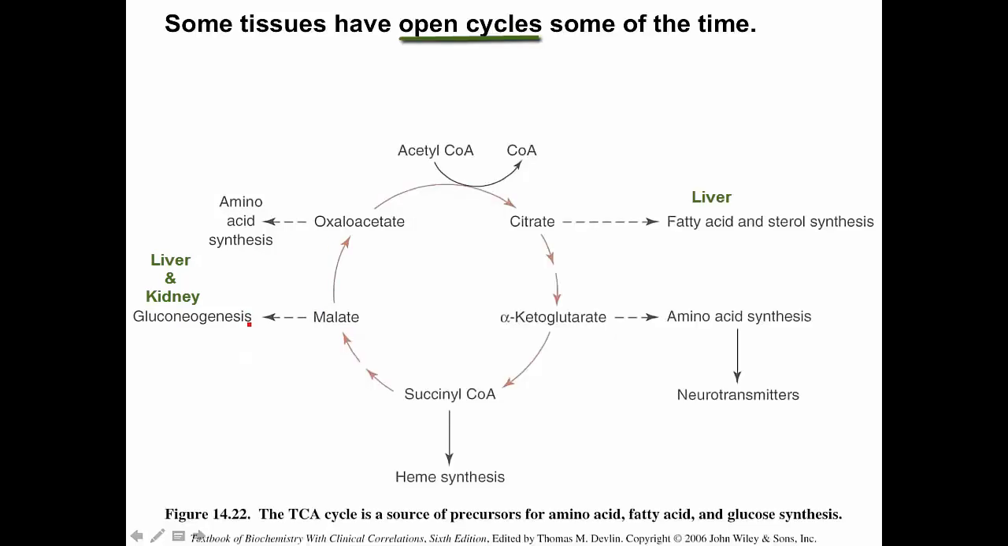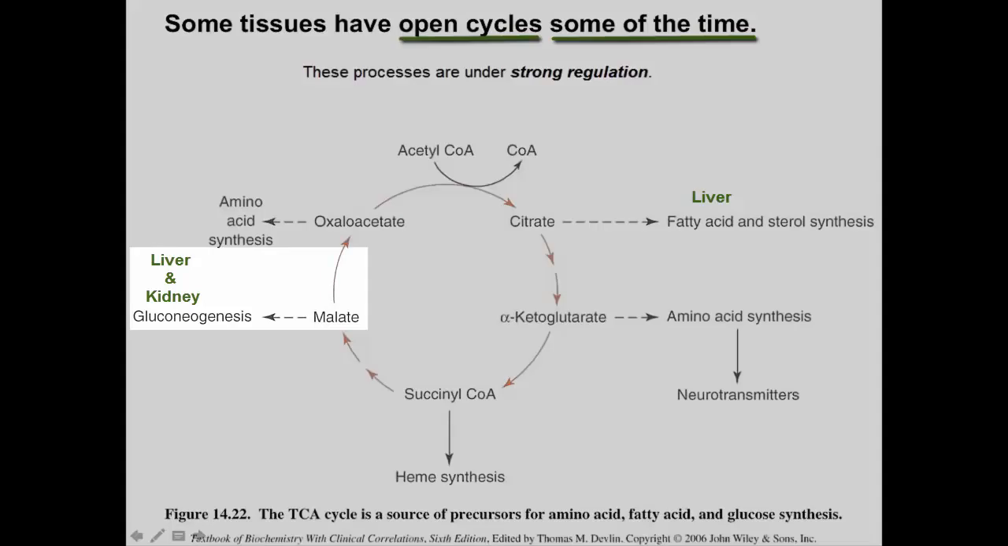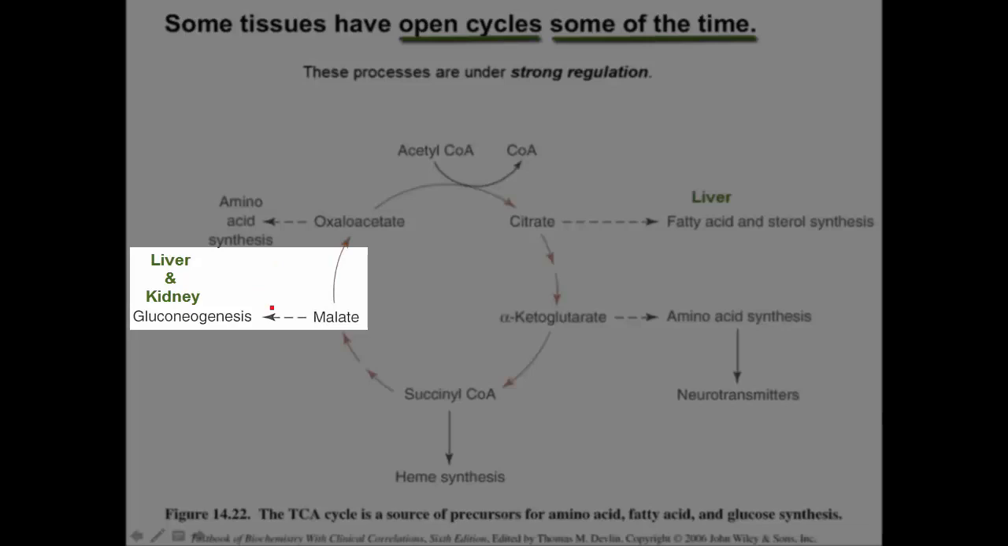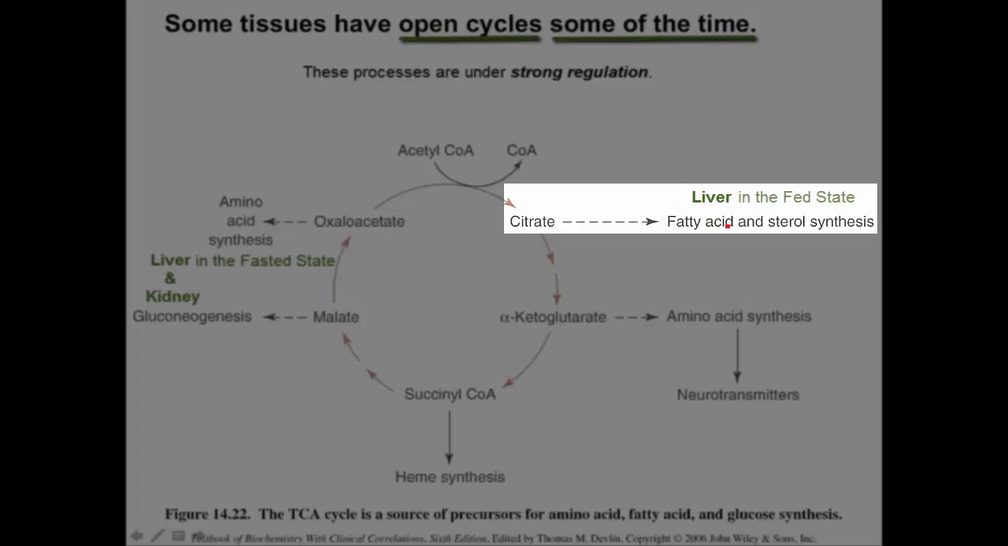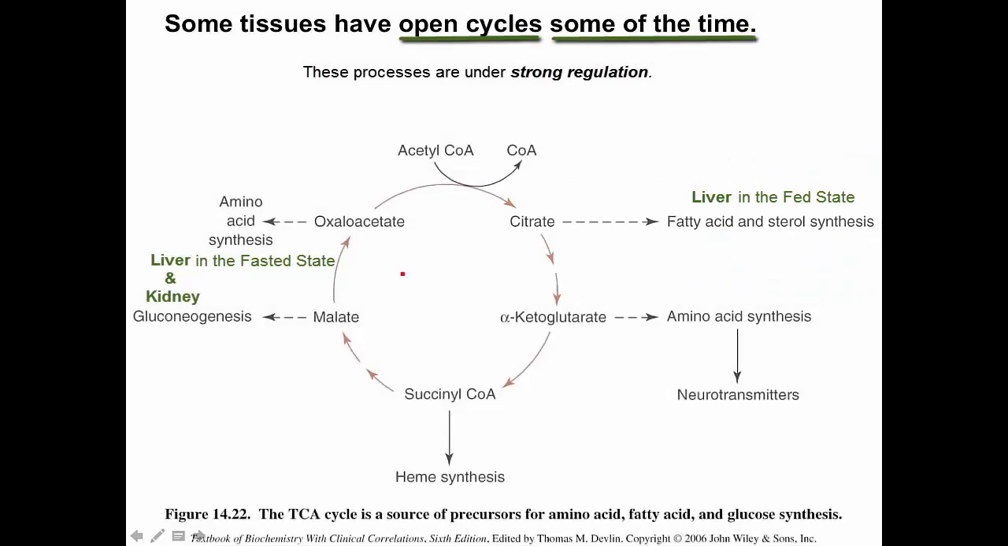Now, it's important to note that all of these biosynthetic processes are under strong regulation, so that even tissues that have open cycles only have them under appropriate metabolic conditions. A good example is liver, which will remove malate for gluconeogenesis in the fasted state, but will remove citrate for fatty acid synthesis in the fed state. So even though both of these examples of an open cycle occur, they never occur in the liver at the same time.